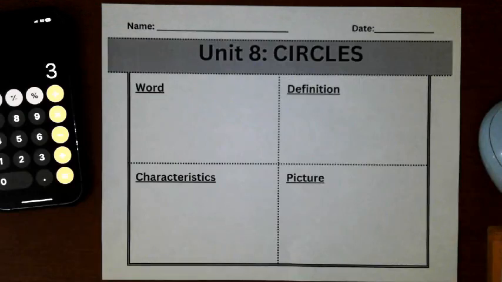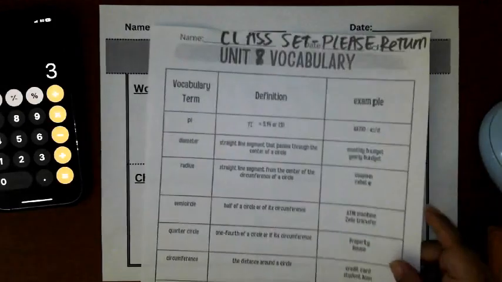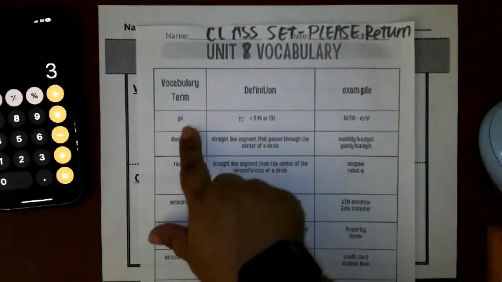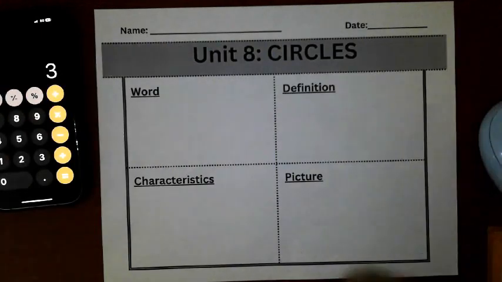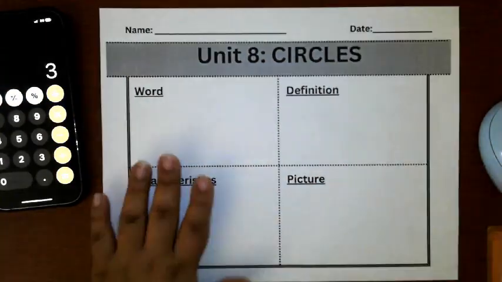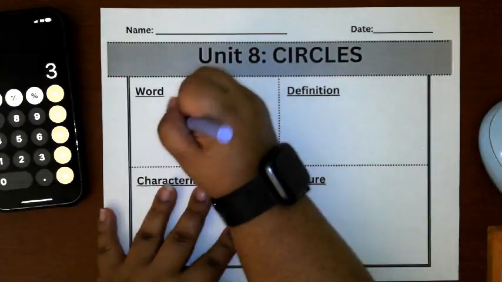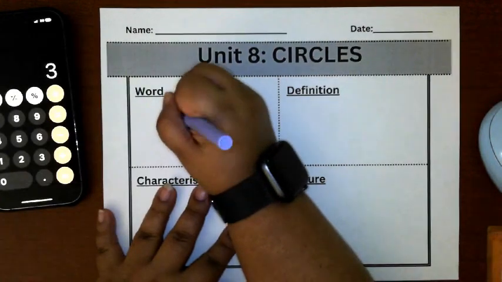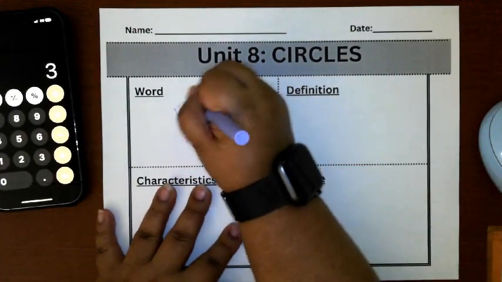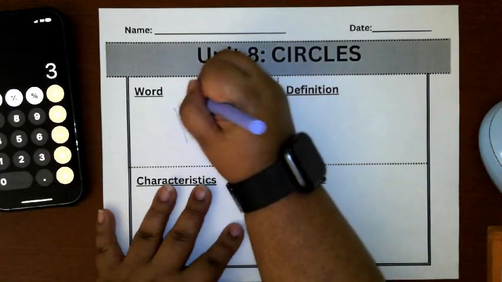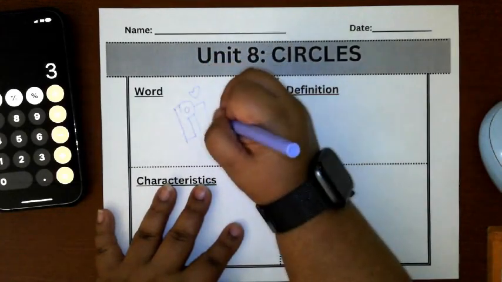You're going to have a class set of vocabulary terms, okay? The vocabulary page. Please return this, okay? I'm going to use pi. Nobody else should use pi but me, okay? This is for a grade, okay? If I decide that I'm going to do pi, okay, I'm going to make it all nice and pretty, okay? Draw it, decorate it, whatever you want to do, okay? Pi, all right?